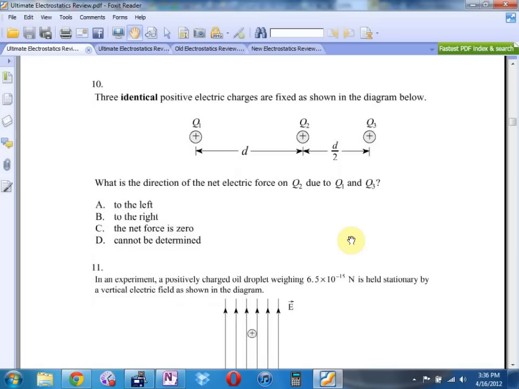Asking you to find the net electric force. Now this one's a bit tricky because they're giving you D and D over 2, and they're not telling you the magnitudes of the charges. Well, all the charges are identical, so I might let them be 1 millicoulomb or 2 microcoulombs or something like that. Oh, what might be a smart number to pick for D, distance?